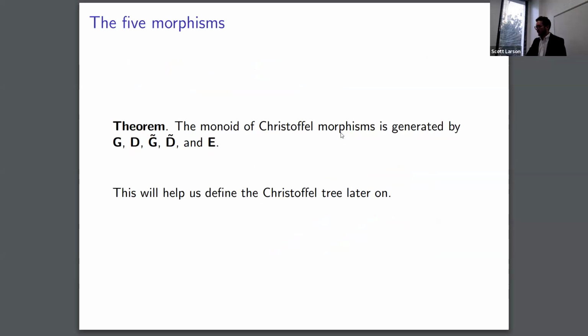The next fact that we're going to need is that the monoid of Christoffel morphisms is generated by these 5 morphisms. And we're going to use that to define the Christoffel tree later on. It actually turns out that you don't need D and G twiddle. Those are actually equal to conjugates of G and D twiddle with E. But we leave them in because it makes the proof easier.